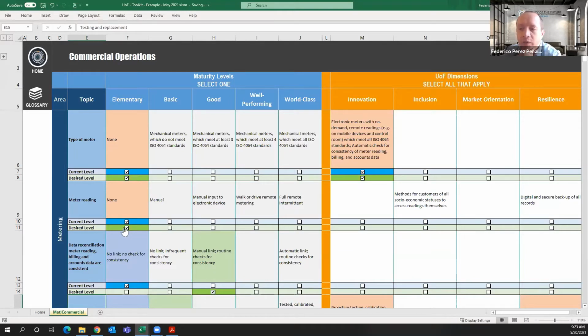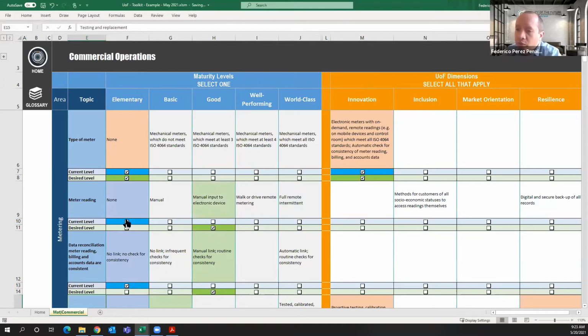No, and also for the desired level, in most of the cases, of course, you will decide to have everything at world class, but you have to make sure that the next level will be achievable in about 5 years, or this is like the timeline that we are managing in this program. If you think in your utility that you can achieve this goal in 5 years, that will be the idea, no?